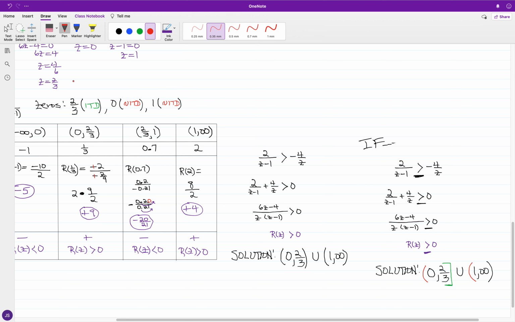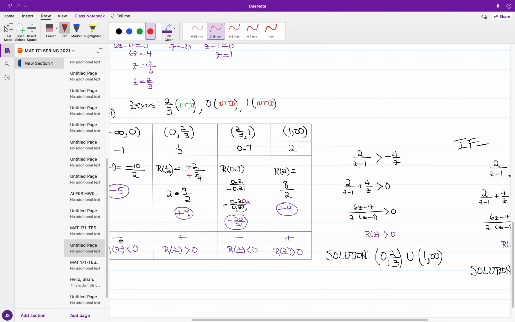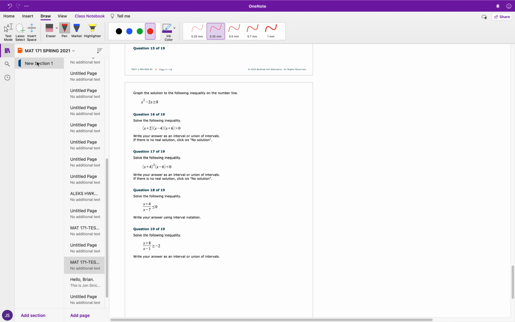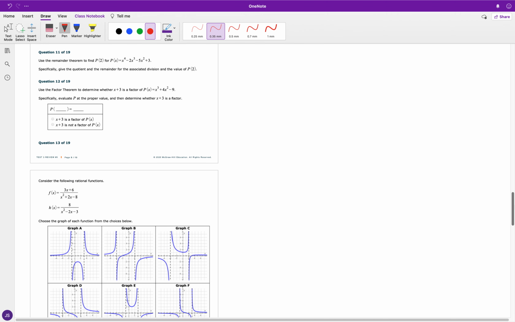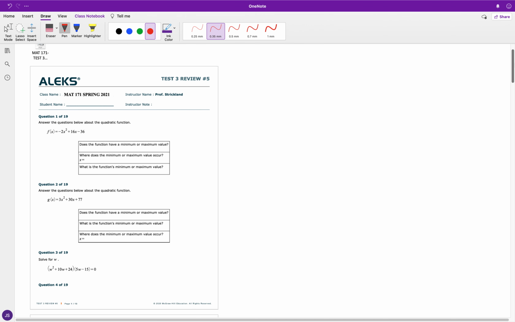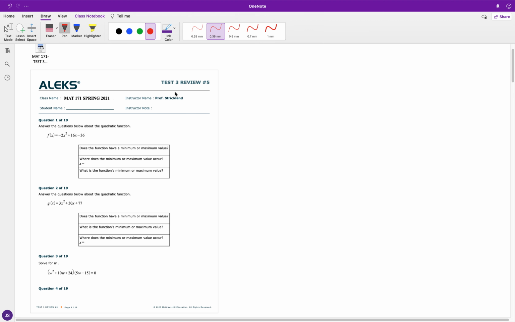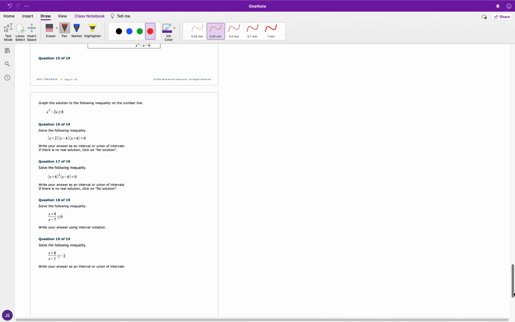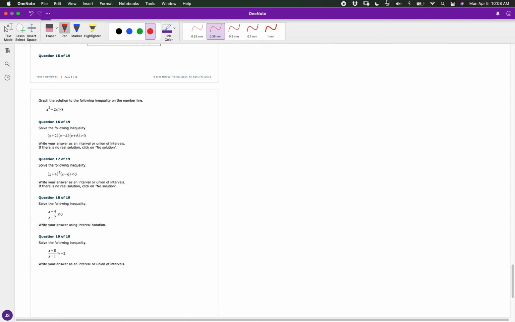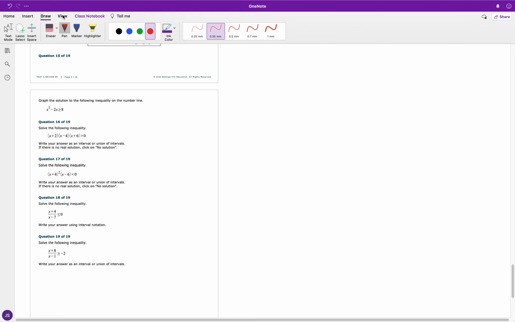Now, I just want to mention for the inequality portion, we'll go ahead and look over these items. I had sent out a test 3 review set of items, test 3 review number 5. If we look into the inequality portions, taking a composite summary, we have 15 through 19.